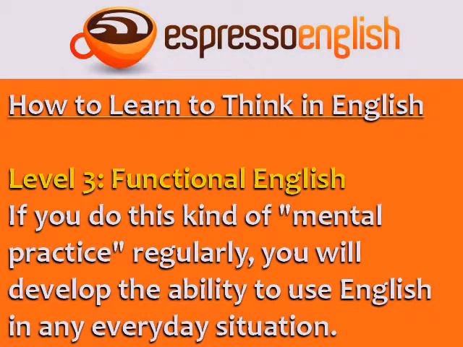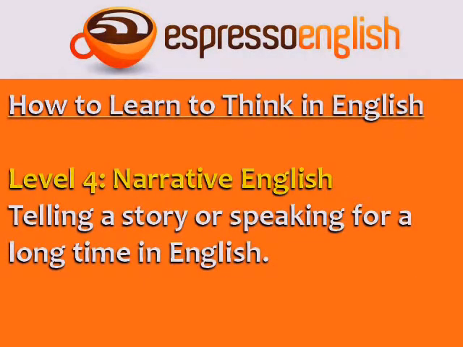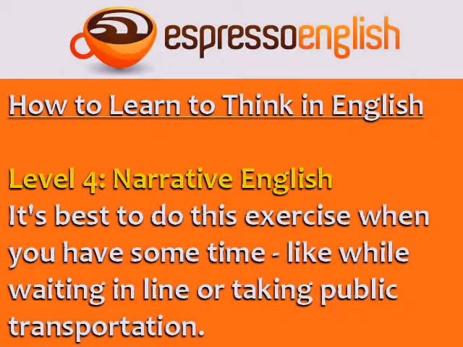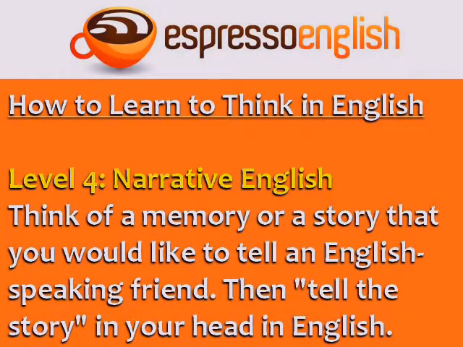If you do this kind of mental practice regularly, you will develop the ability to use English in any everyday situation. Level 4 is narrative English, telling a story or speaking for a long time in English. It's best to do this exercise when you have some time, like when you're waiting in line or taking public transportation. Think of a memory or story that you would like to tell an English-speaking friend. Then, tell the story in your head in English.